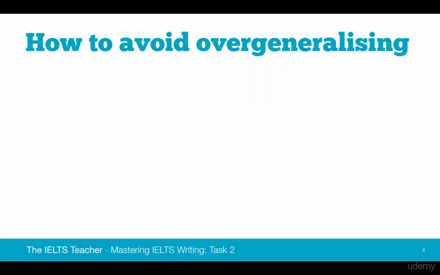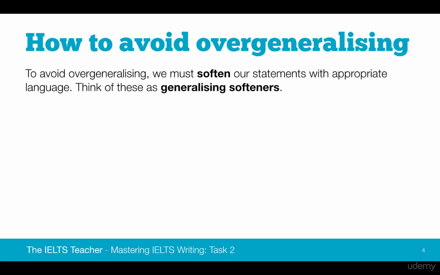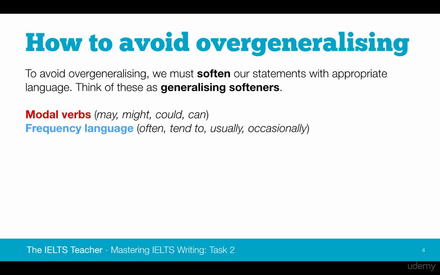So how do we avoid overgeneralizing? Well, we need to soften our statements with appropriate language. We're going to look at some expressions now, some words, some phrases, and I want you to think of these as generalizing softeners. So, modal verbs to start with. May, might, could, can. Depending on the context, they can help to soften a generalization. Frequency language. Often, tend to, usually, occasionally. And non-specific quantifiers. Many, some, a number of, a lot of.